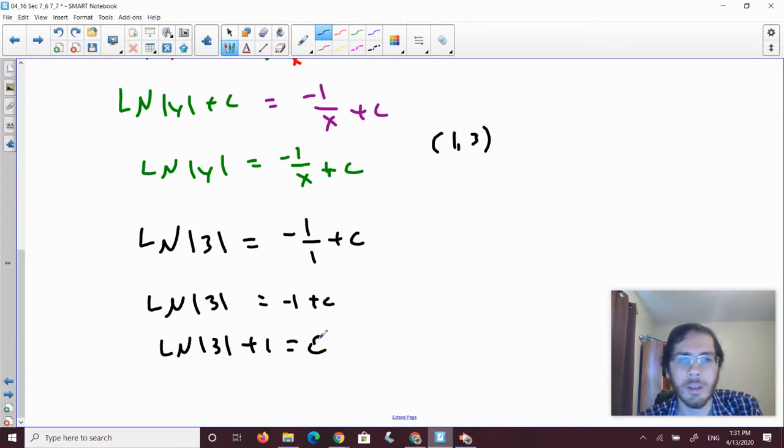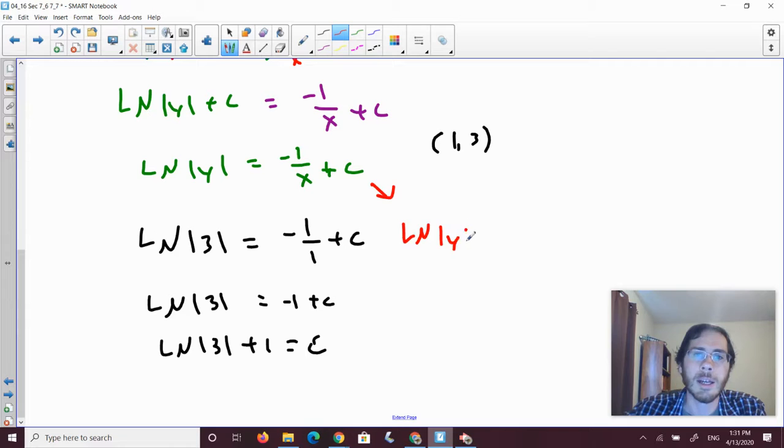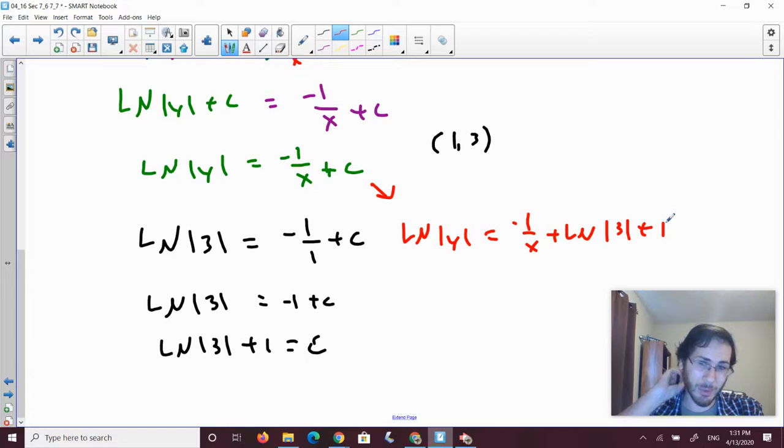Okay, again, that looks like kind of an odd choice for c, but we saw in the last one, yeah, sometimes we get some weird stuff. We'll see if it works out. So I'll probably double check it again after I put it up, but that's what I got for c. So we're going to plug that in for c. So we get ln of y equals negative 1 over x plus ln of 3 plus 1. Now, I'm quite content with that.